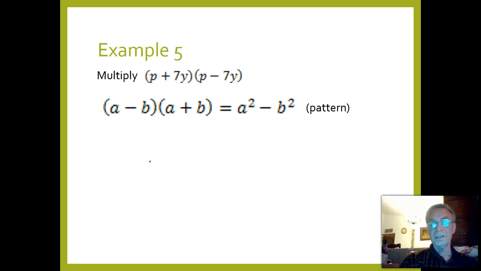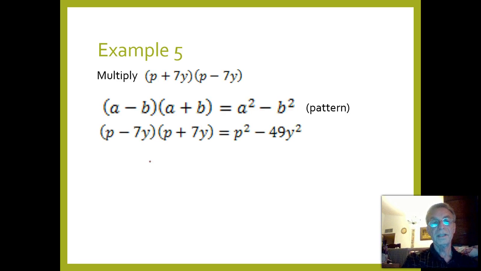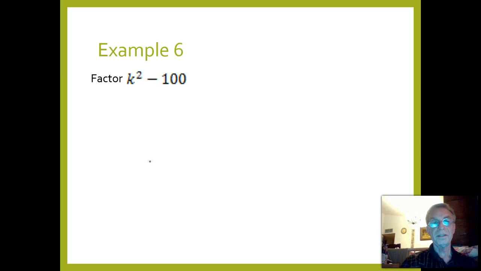Okay, so since this fits the pattern up there, we're going to take p minus 7y times p plus 7y. We just reversed the way that it was written so that it would fit our pattern. So we take the first term, which is p squared, and the second term, which is 7y. The square of 7, in other words 7 squared, is 49, 7 times 7. Put the negative sign in here, and we have negative 49y squared for the second term. Okay, so that's our answer.